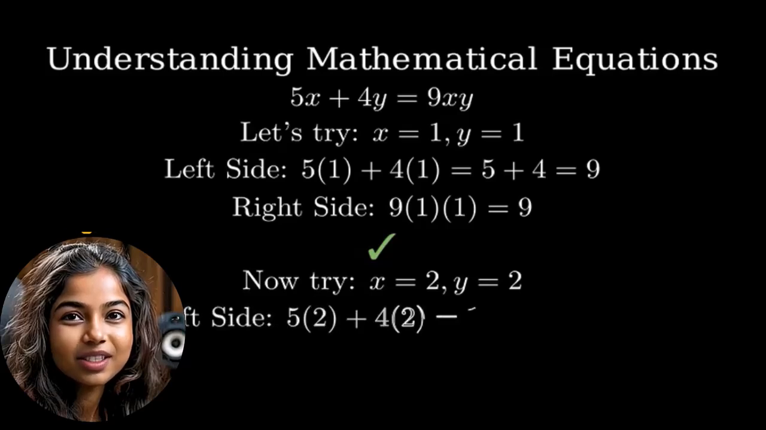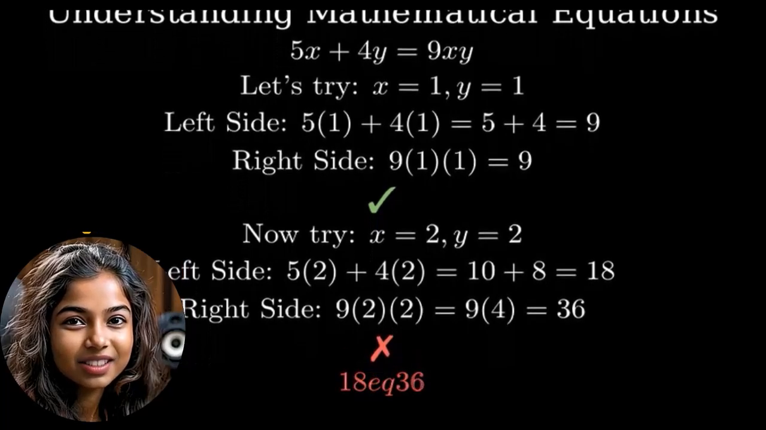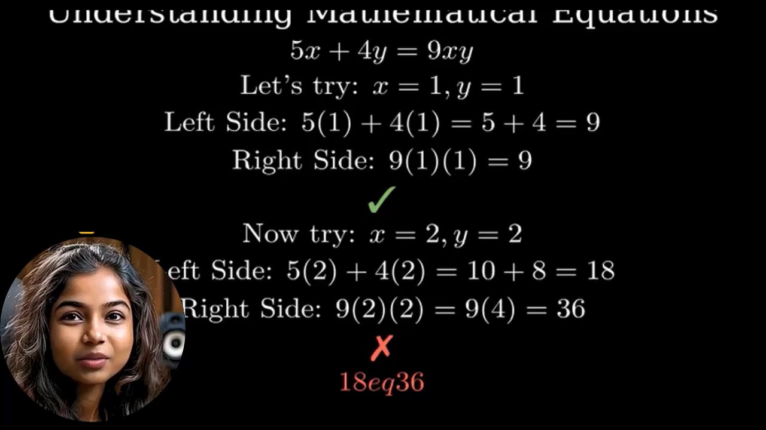On the left side, we have 5 times 2 plus 4 times 2, which is 10 plus 8, equals 18. On the right side, we have 9 times 2, which is 9 times 4, equals 36. 18 does not equal 36. Let's understand why this happens.